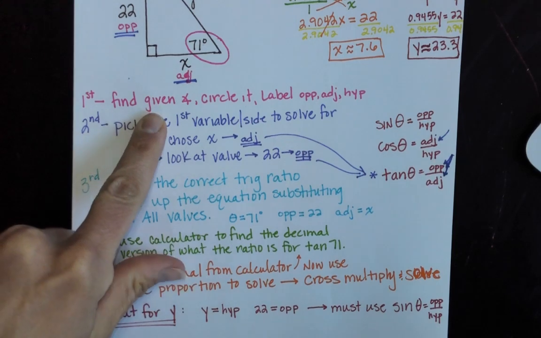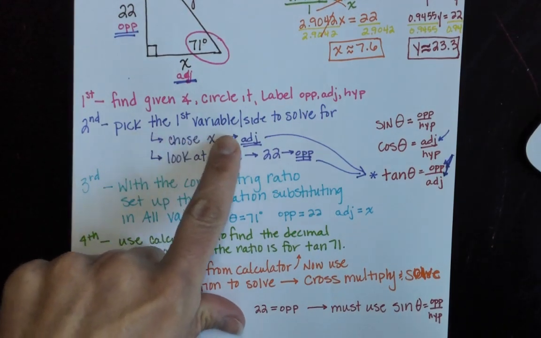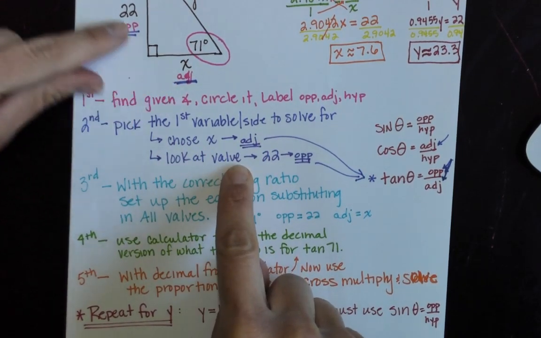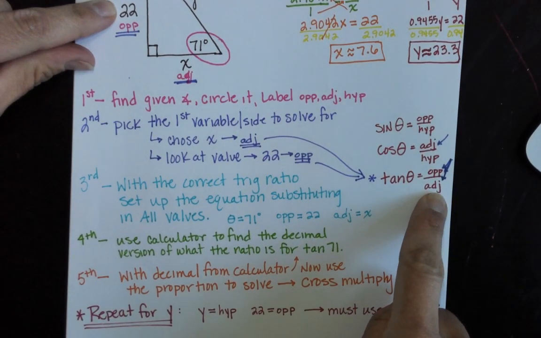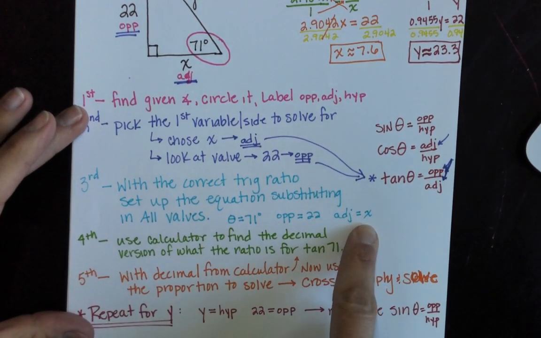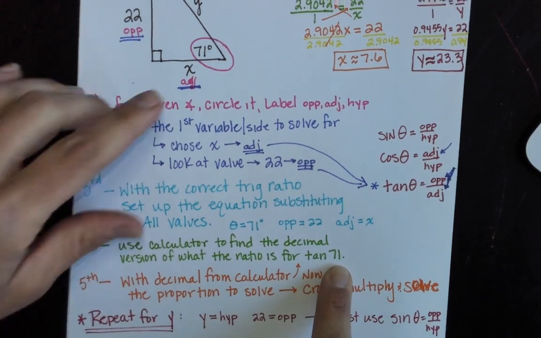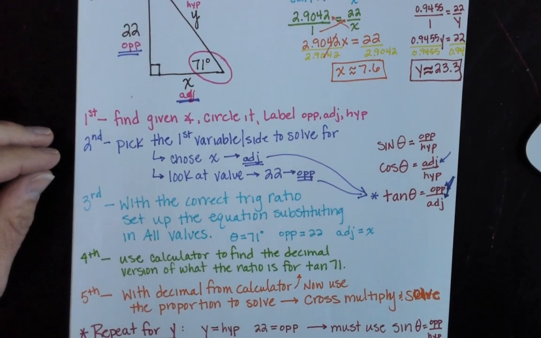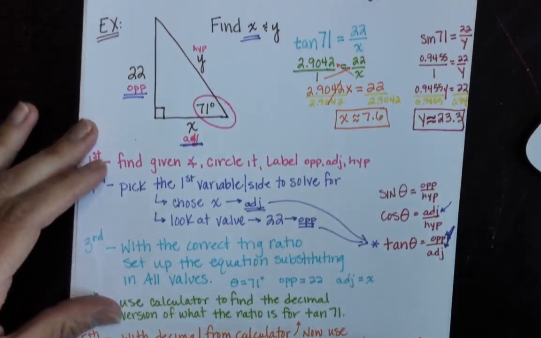Find what angle they're talking about and circle it. Label opposite, adjacent, and hypotenuse. Pick the first variable to solve, whatever side you want, and then we chose X. That was adjacent. We looked for the value. That was opposite. And then we figured out what trig ratio that matched with. With that correct trig ratio, we set up our equation, substituting in all of our values. We have to use our calculator to figure out the decimal version of the ratio. We then did our proportion and we cross multiplied and solved. We then repeat for the other side. So without all this getting in the way, let's do one more example.